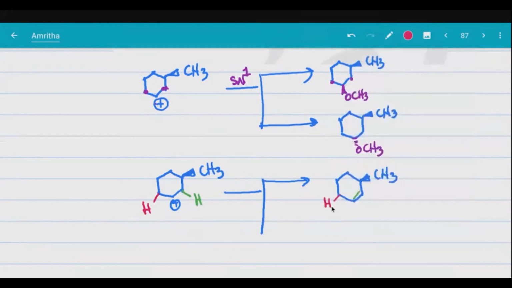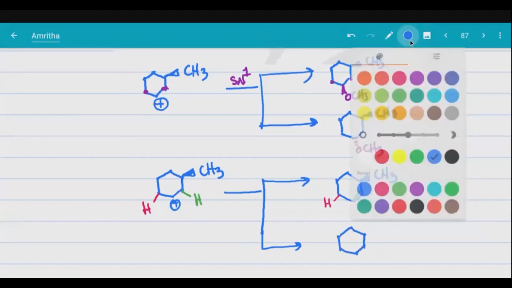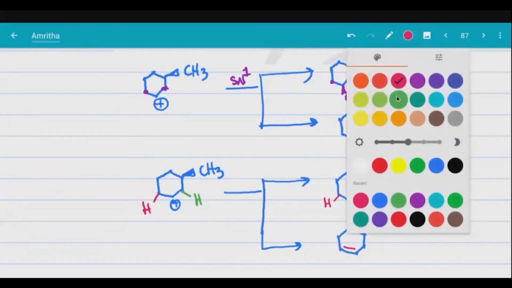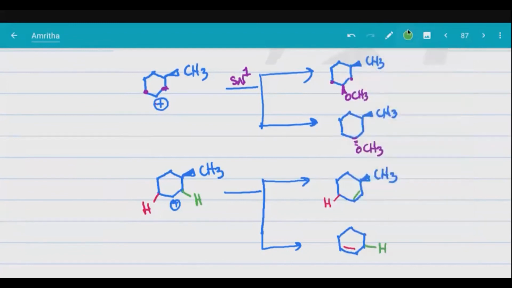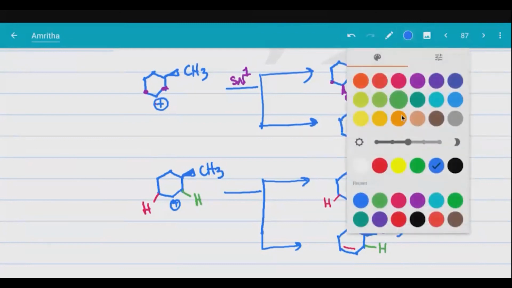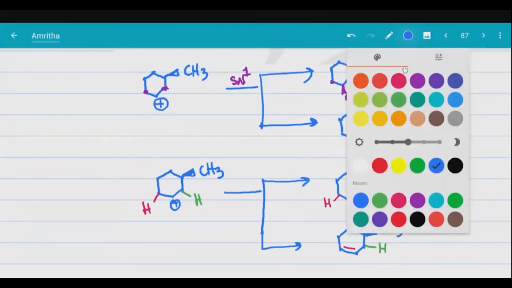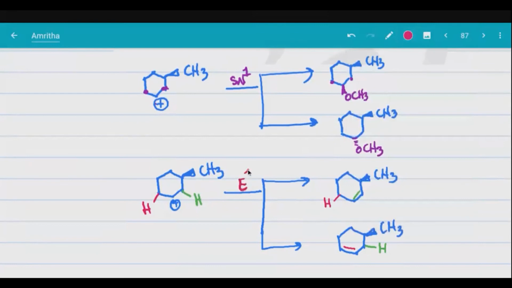And see this. If you remove the red hydrogen, I'll get the double bond here and there is a hydrogen here. CH3 will be as it is. Are they different? Yes, definitely they are different. Look at the methyl position from the double bond. They're different, right? So this is what type of reaction? E1 reaction.